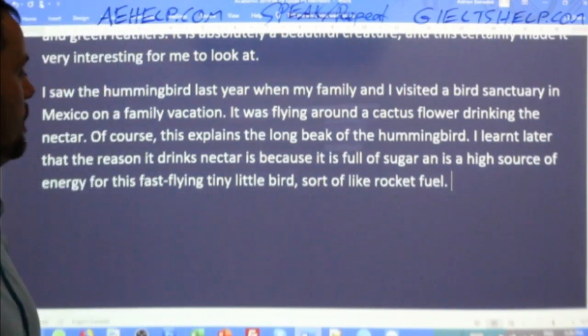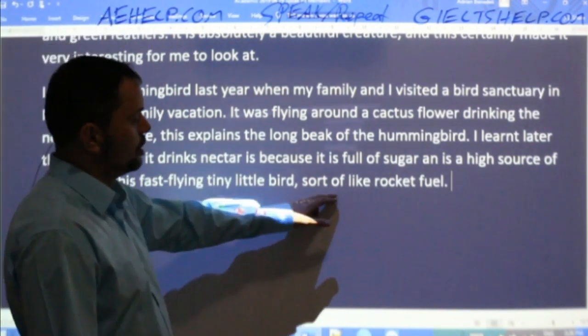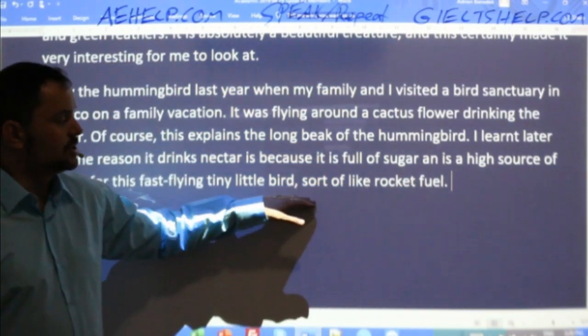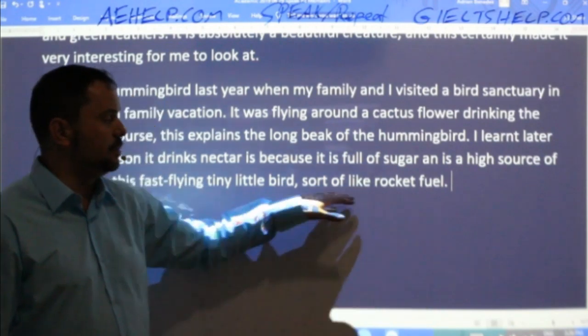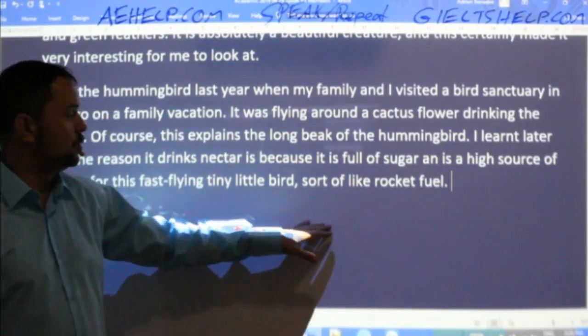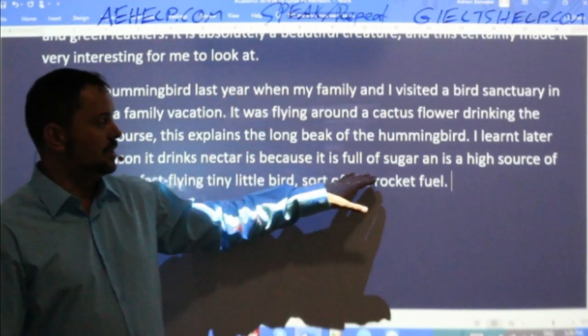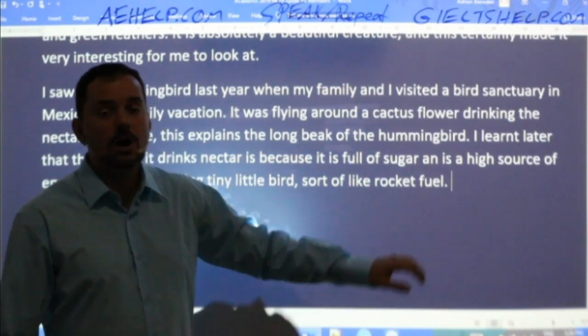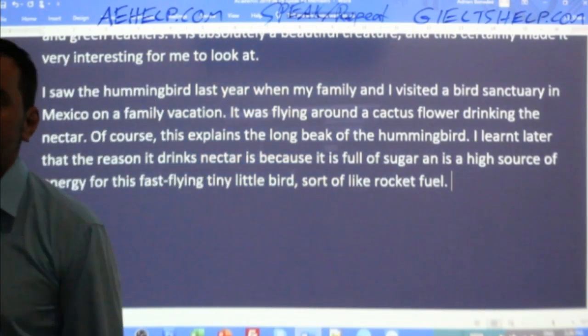Okay? Notice how I'm using sort of like rocket fuel. So a simile. Okay, similes are when you make a similarity between two ideas. Here, I'm making a similarity between nectar, which is the sugary dew of flowers, with rocket fuel, okay, high energy. All right.